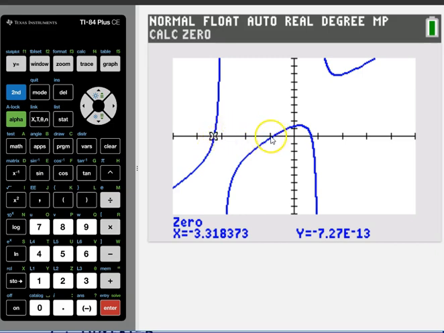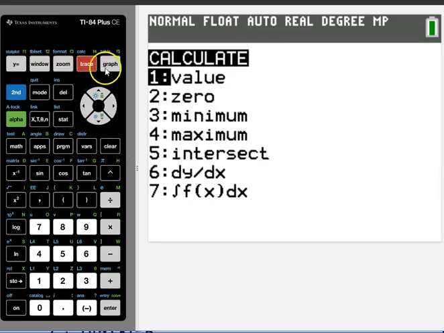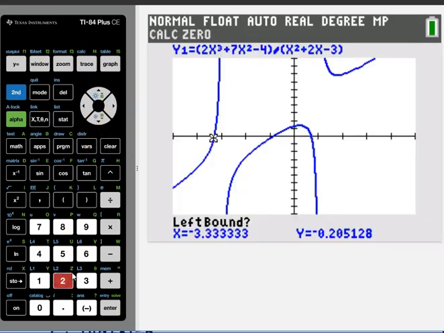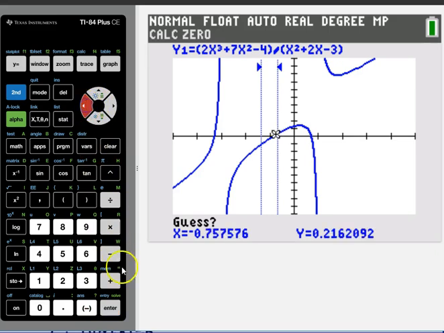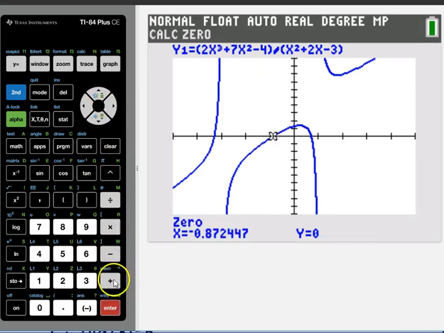This one looks like it's right around negative 1. I'm going to show you a different way to do it this time. So we'll go second calc 0, but this time I'll move my cursor to the left of that point. Okay, so it should start coming up here. Anywhere close in here will work. Right bound to the right of it, and then a guess will work. Okay, so negative 0.87. Okay, and that's what I had in my notes.